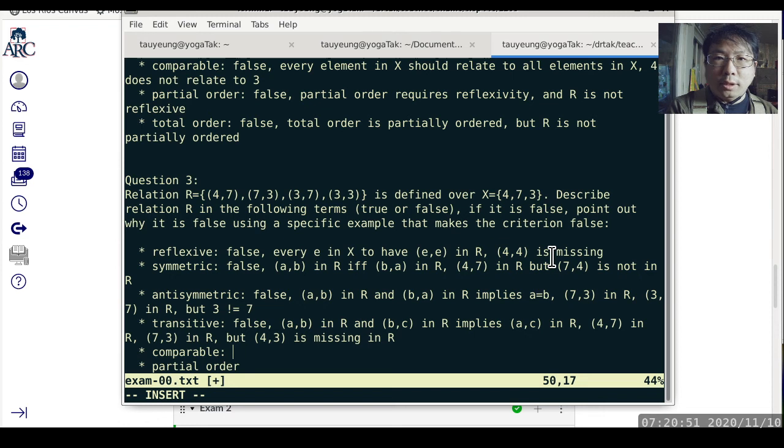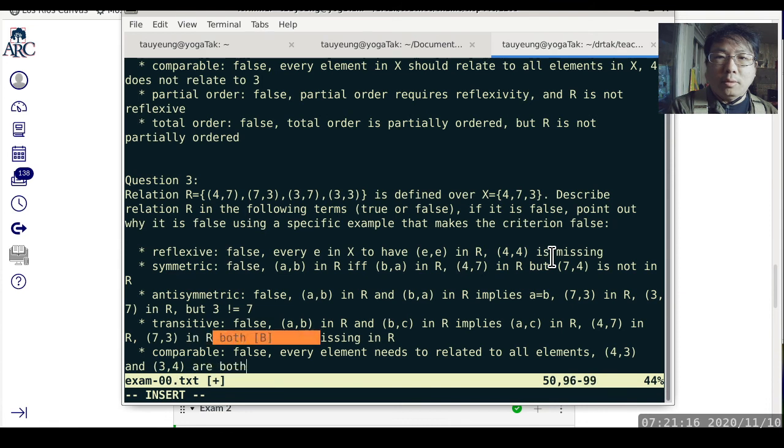4 does not relate to itself, nor does it relate to 3, so it is not comparable. Okay, so we say false. Because every element needs to relate to all elements, and we can see that 4, 3 and 3, 4 are both missing. 4 does not relate to 3.